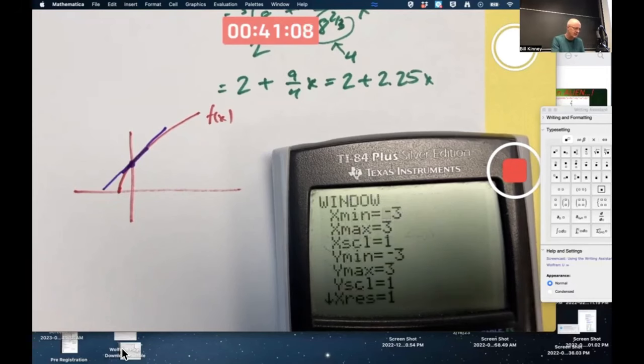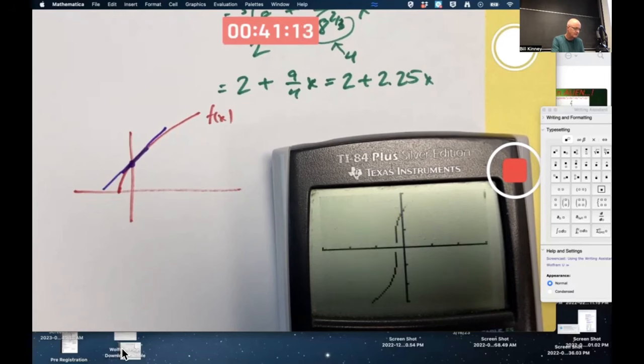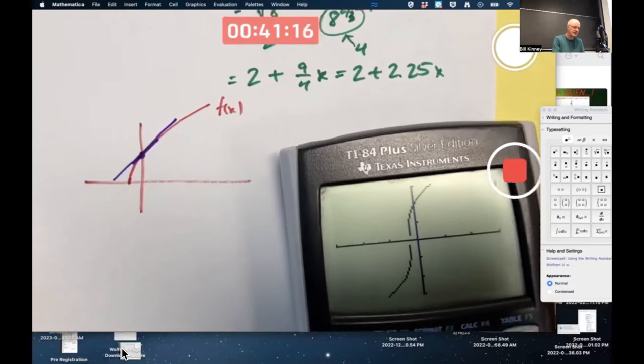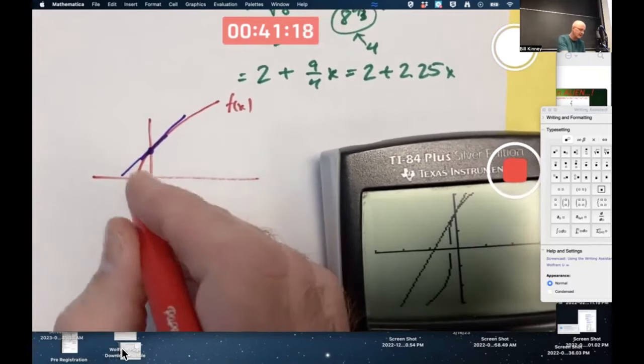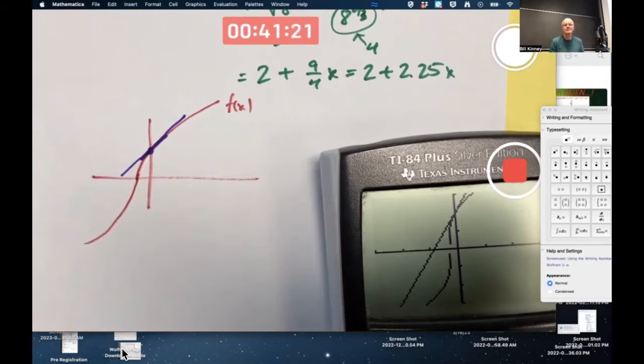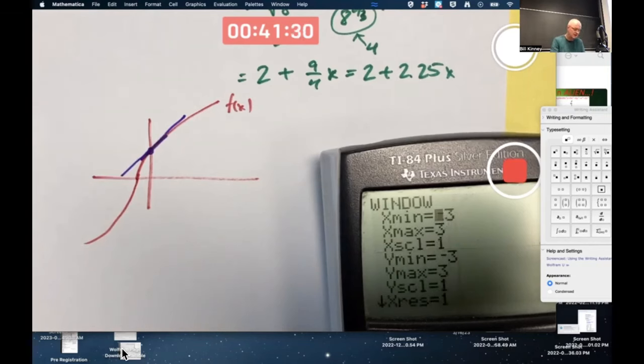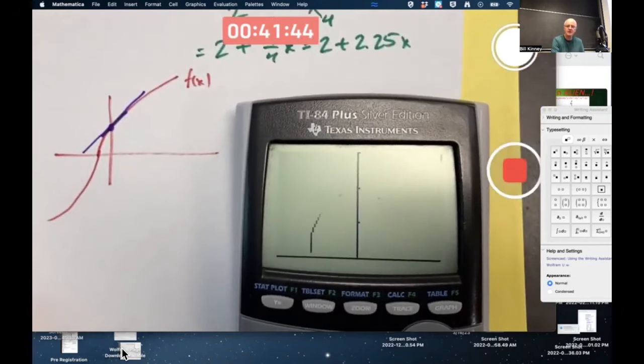I mean, I could try this window and see what it looks like. Actually, this cube root function is defined for all x, so I only graphed part of it. You can see the linear function does look like it's the tangent line at that point. If I zoom in closer to x equals 0, maybe negative 0.5 to positive 0.5, and y going from, say, 0 to 3, I'll see a nicer picture. There's that cube root function, and there's the tangent line.